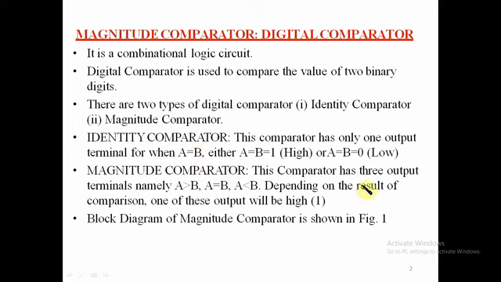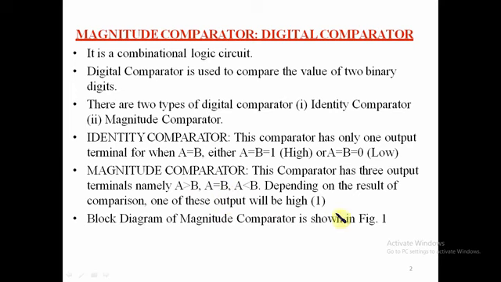Now the magnitude comparator. This comparator has three output terminals: a greater than b, a equal to b, and a less than b, depending on the result of comparison. Whatever the a inputs and b inputs, they are compared with each other, and on the basis of that result we generate the output. One of the three outputs will be high, whichever of the three conditions holds.